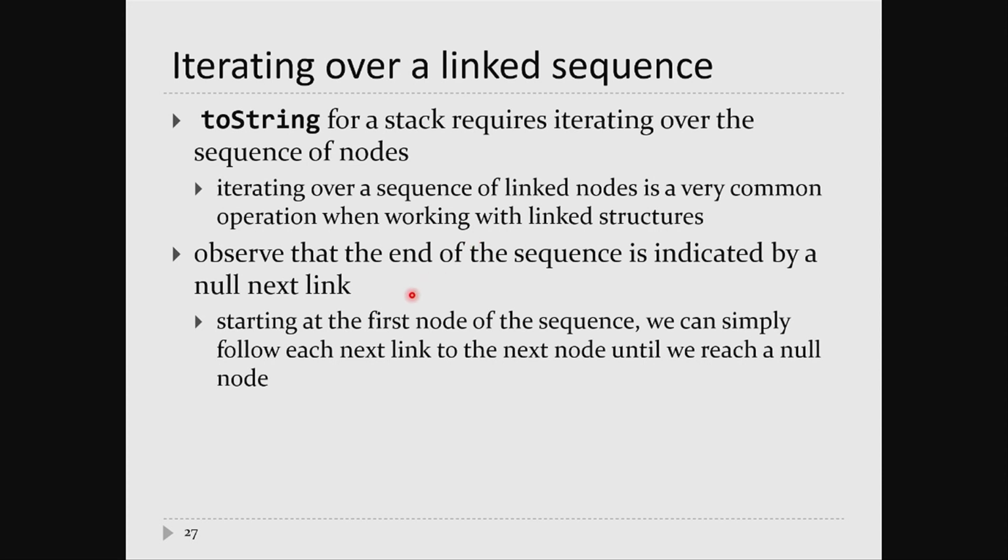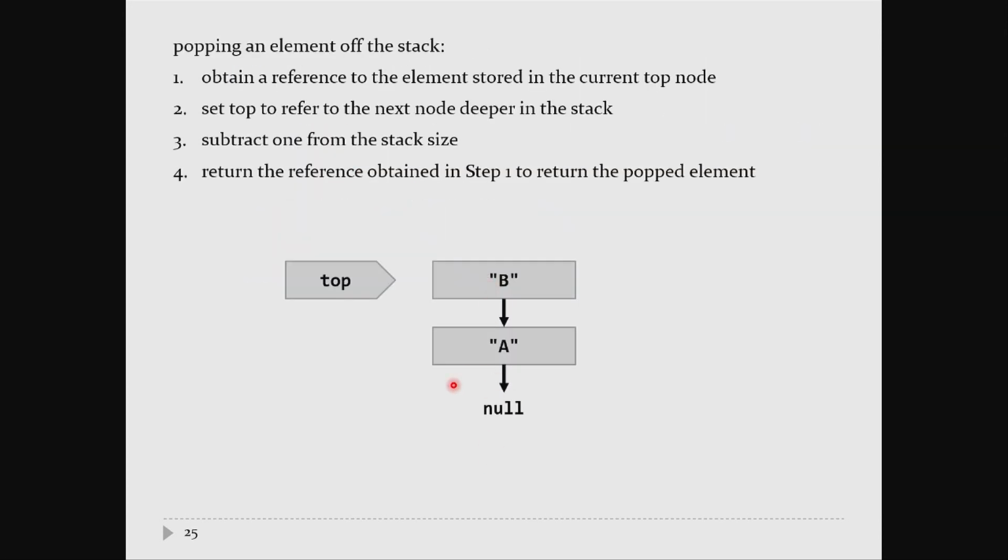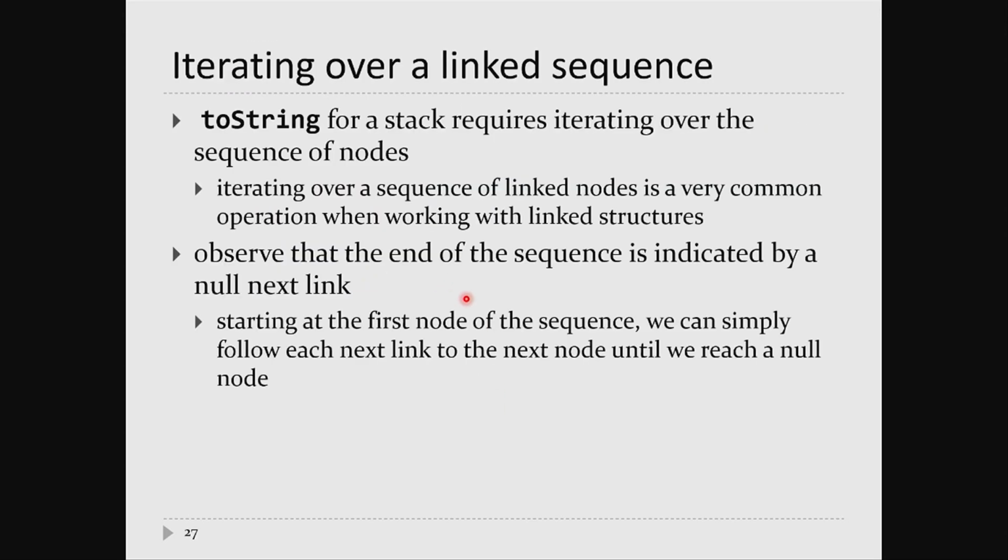Now, to write this loop, because it's going to be a loop, observe that the end of the sequence is indicated when you hit a null next link. In other words, when you hit a link that's null, you know there's nothing left in the sequence. So that's going to be our stopping condition. What's the starting condition? Well, you just start at the top node of the sequence. Starting at the first node, you simply follow each next link until you eventually reach the null node.